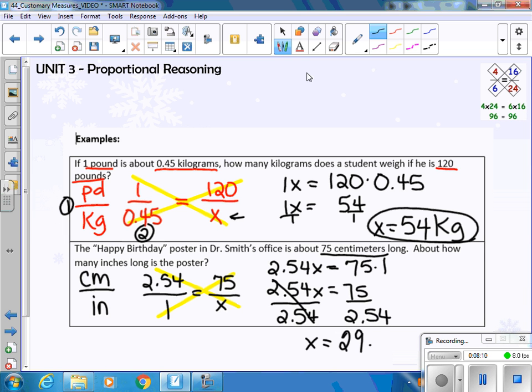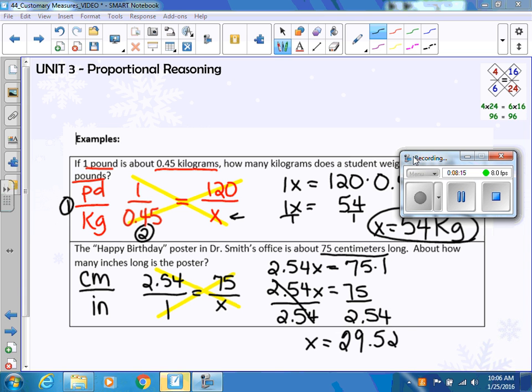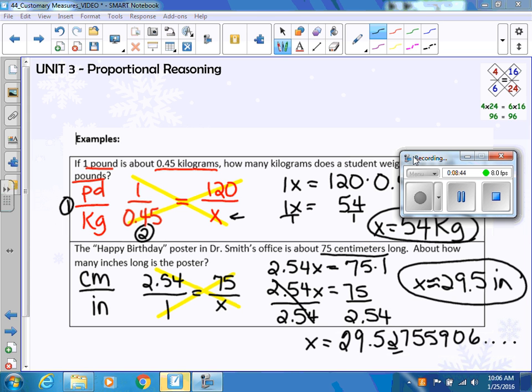I get 29.52755906, blah, blah, blah, blah. It keeps going. But that's what you see in your calculator. I'm going to look at this. 2 is not greater than 5. So I'm just going to go to my tenths place. And so my answer would be about 29.5, and look at what I'm looking at, and it's inches. Label it. Okay, so my answer is about 29.5 inches.